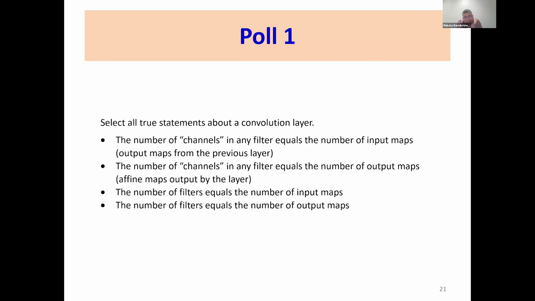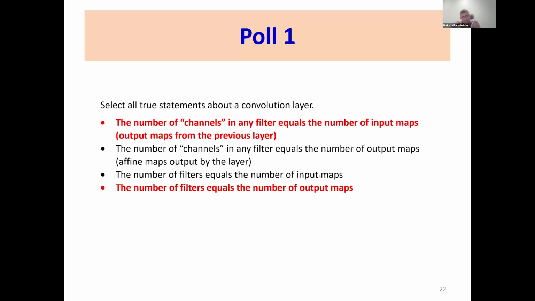And what about the second statement? The number of channels in any filter equals the number of output maps. Is this true or false? False. The number of filters equals the number of output channels. True or false? True. Thank you. Right? So you get it. Bear with me, guys. There seems to have been some mess up with the polls.